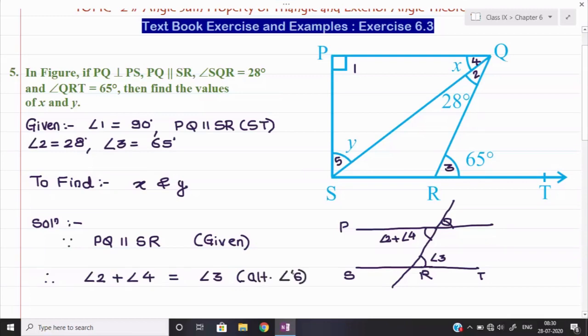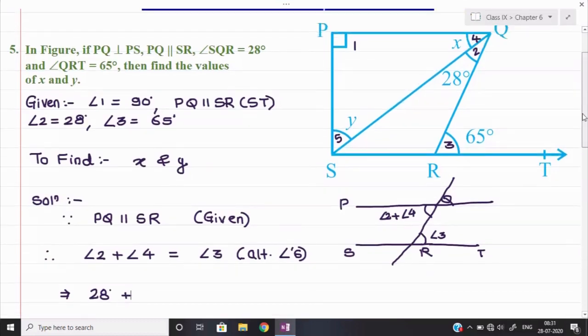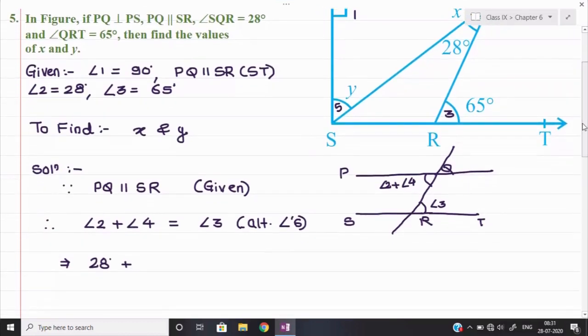Okay, now let us put up the values whichever we know. Angle 2 value is given in the question, that is 28 degree. Similarly, angle 4, you can see in the figure, we have taken as x. So angle 4 we can put here as x. And angle 3 is given in the question as 65 degree. So now the value of x is 65 minus 28 degree.